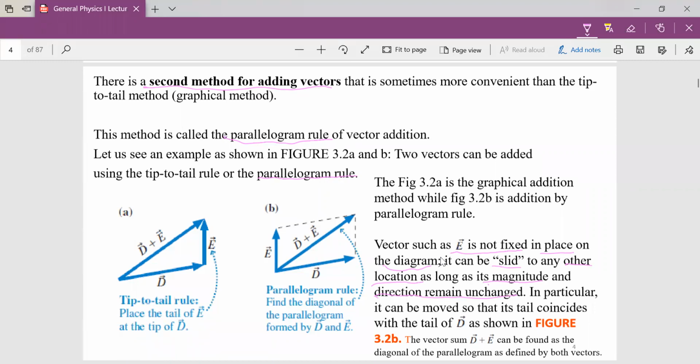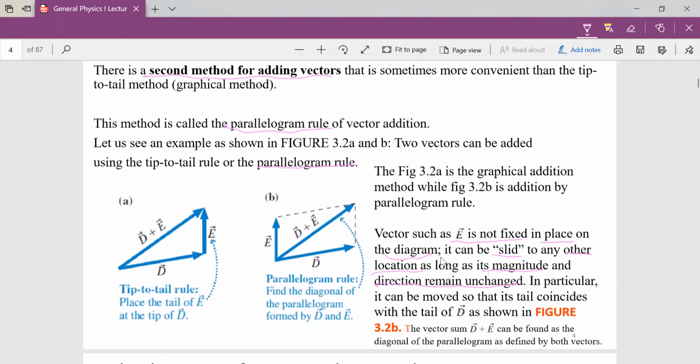In this method, when we saw it the first time in chapter two, we discussed it as the method whereby one of the vectors will be moved to achieve the parallelogram shape, okay? So the example we have here for figure A, we see the vectors D and E, and we see the net vector as D plus E, using the tip to tail rule, which is one method.